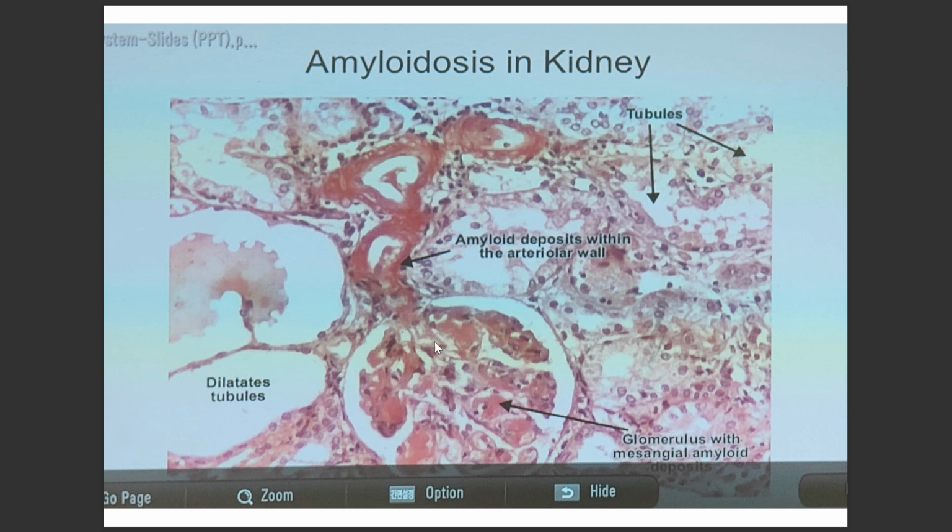You see that in the glomerulus, this point indicates deposition of amyloid. We know that amyloid is deposited in the wall of the arterioles. These are the arterioles, renal artery, and here amyloid deposition occurs. The red marks indicate amyloid. And we know that the glomerulus is a tuft of capillaries, so here there is a chance of amyloid deposition. That results in deposition of amyloid in the wall of the glomerulus.